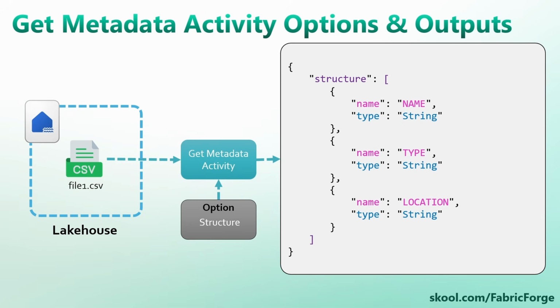Like with the lookup activity, the outputs of the get metadata activity would now be available to be used in the following activities as input and dynamic content. This would allow us to build some extra logic into our pipelines based on the get metadata activity's outputs.